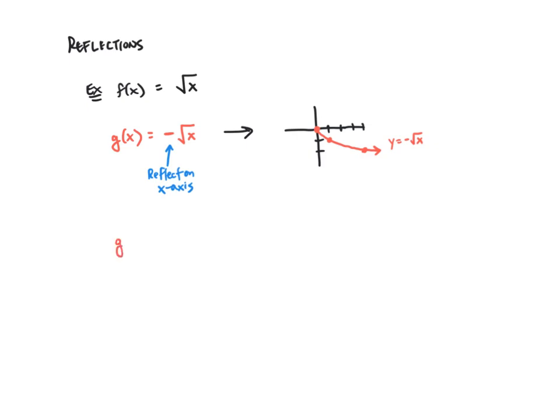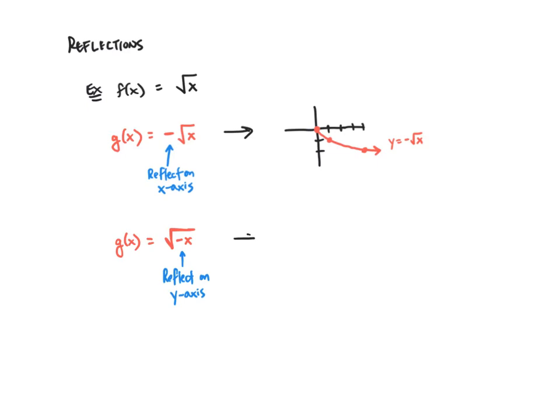Well, what if I have the square root of negative x? Well, this time, where is the negative? Where is the negative multiplier? It's in the inside of the function, and it's directly applied to the x. So when it's applied on the inside, it's going to flip the graph horizontally. And so if you flip the square root graph horizontally, it's going to reflect on the y-axis.